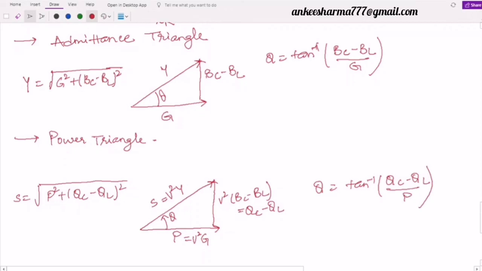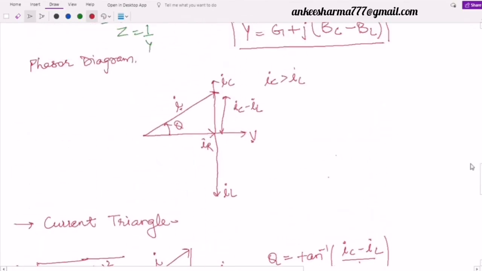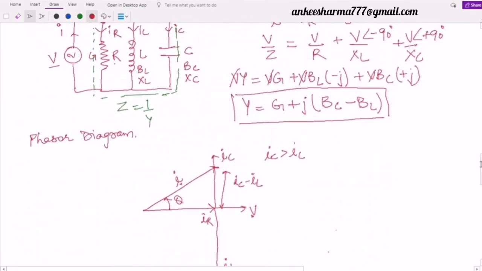So these are three different parallel circuits, that is RL, RC and RLC, and these are the phasor diagrams along with the admittance equations for these.